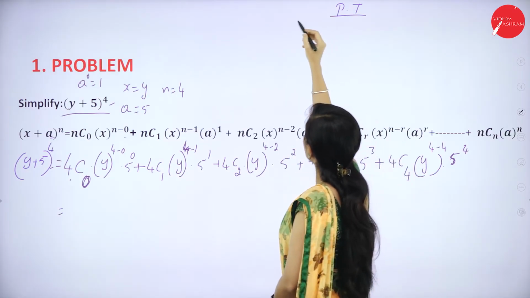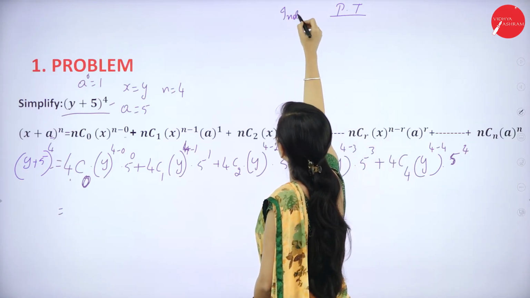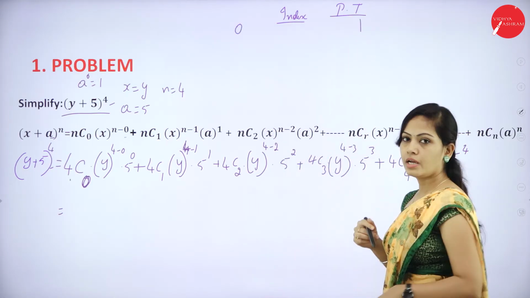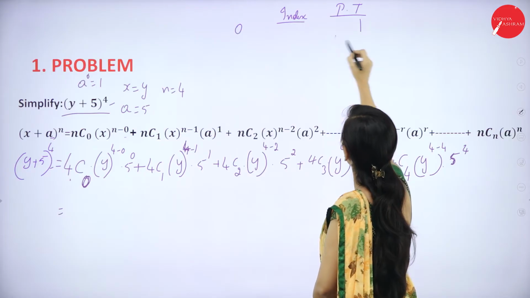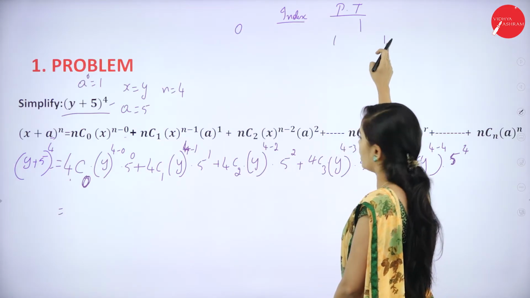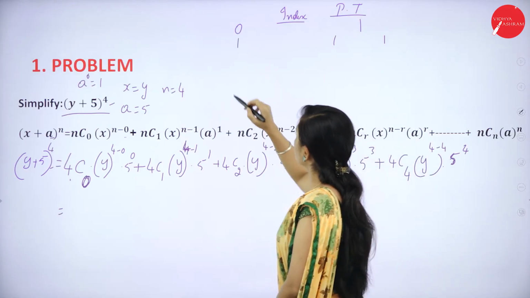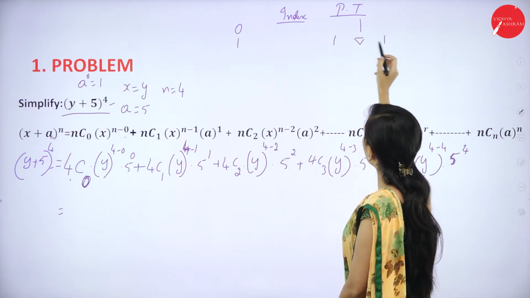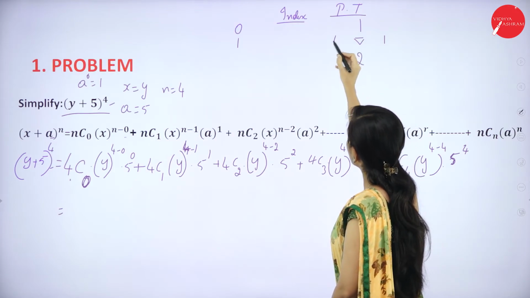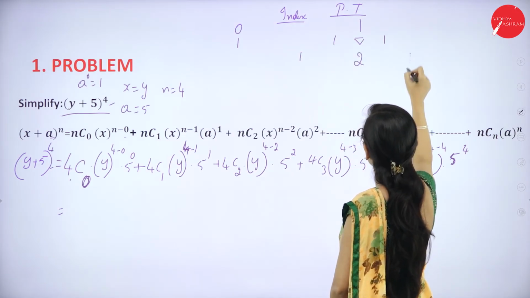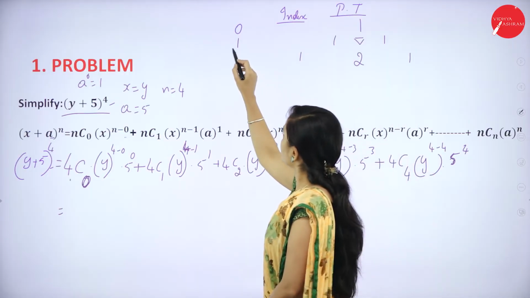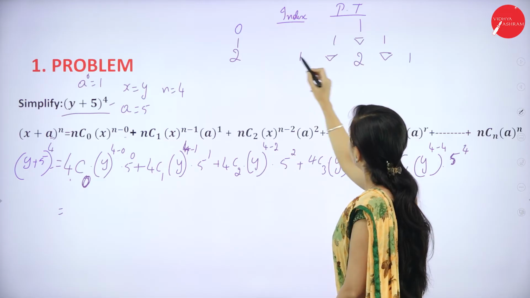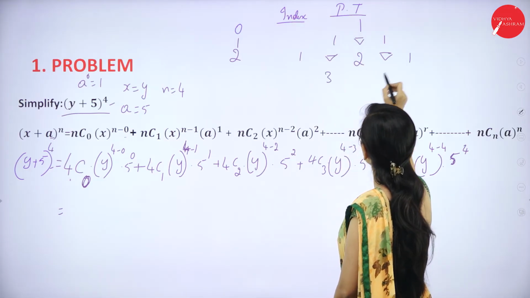Pascal's theorem states that index value is 0 and the coefficient is 1. And I will start from 1, 1, 1, 1, 1, 1. So now index value is 1. So 1 plus 1, I will add by Pascal's theorem. 1 plus 1 is 2. So this one I will write here, this one I will write here. So now the index value is 2. 2 plus 1, I will apply. 2 plus 1 is 3. 2 plus 1 is 3.